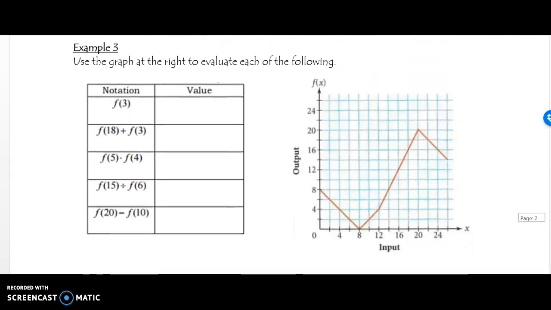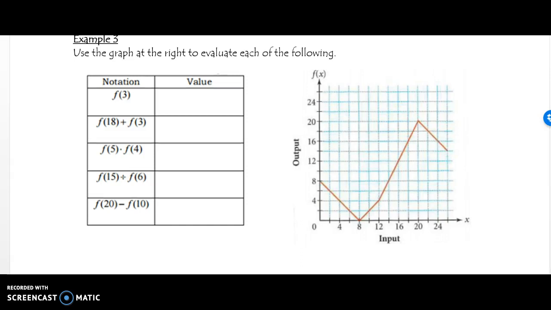Alright, last example, where we're using the graph to find the function values. F of 3 means we're looking for input of 3. What is the output? So if the input is 3, should be about there. The output looks to be about 5. So we can add these function values. So we just have to find f of 18, which would be right here. So that would be 16 plus f of 3, which was 5. So the value here would be 21.